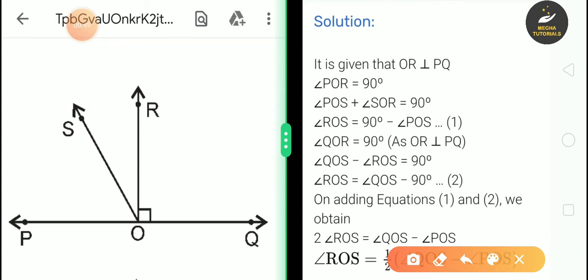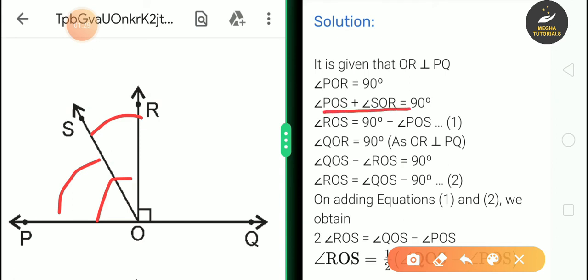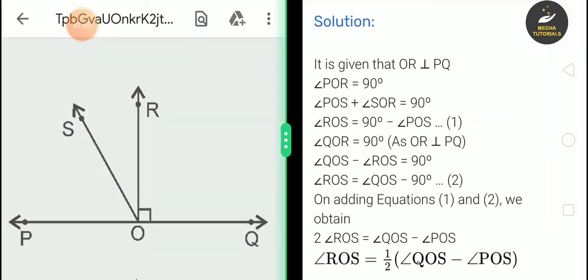So it is given that OR is perpendicular to PQ. It means angle POR and angle ROQ are 90 degrees. Then from the diagram we can say that POR is 90 degrees. Therefore angle POR is nothing but angle POS plus angle SOR. Therefore we can write angle POS plus angle SOR is equal to 90 degrees. Then using transposition we can write angle ROS is equal to 90 minus POS. This is equation 1.